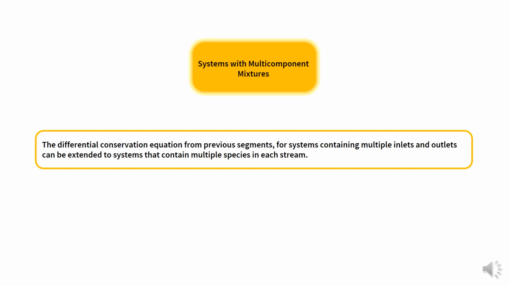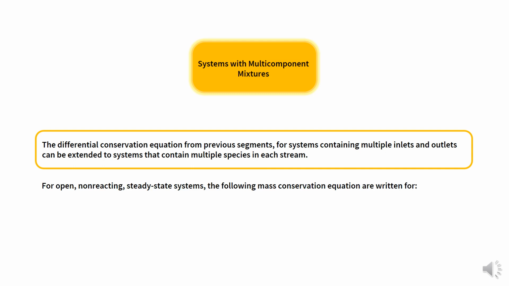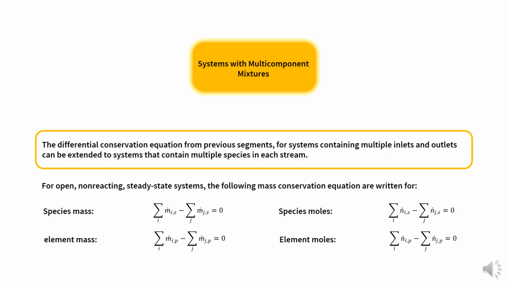The differential conservation equation from the previous segment for a system containing multiple inlets and outlets can be extended to systems that contain multiple species in each stream. For an open, non-reacting, and steady-state system, the following mass conservation equations are written for the species mass, for the element mass, for the species moles, and for the element moles.